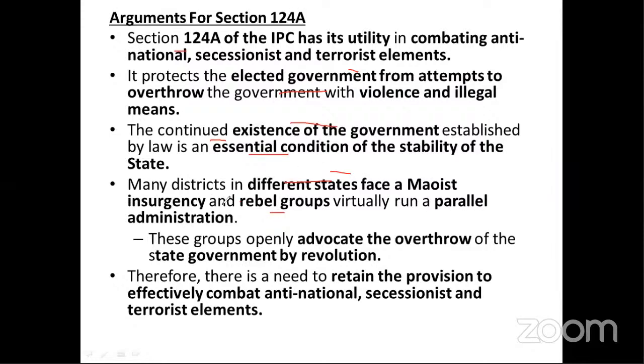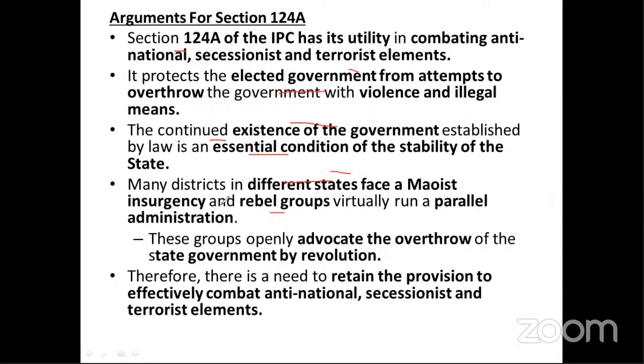Now, many districts in different states face Maoist insurgency like Naxalism, and rebel groups. Some rebel groups are also small groups. They now have access to some weapons also. They are using such weapons and raising their voice against the government. Rebel groups virtually run a parallel administration.